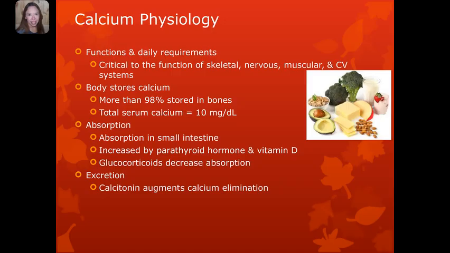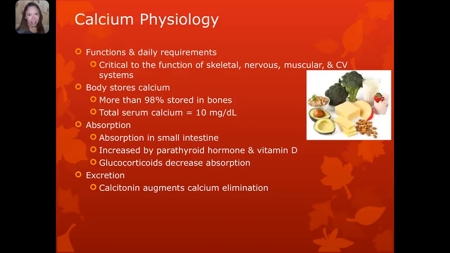How exactly is the calcium absorbed after we ingest it? Well, it's absorbed in the small intestines. If we have enough parathyroid hormone being released from the parathyroid, and if we have enough vitamin D in our diet, it will allow for an increase of absorption of the calcium in that small intestines.